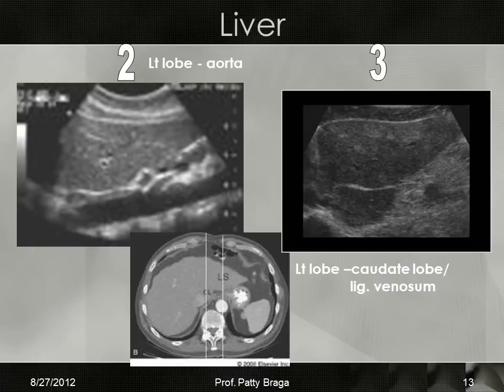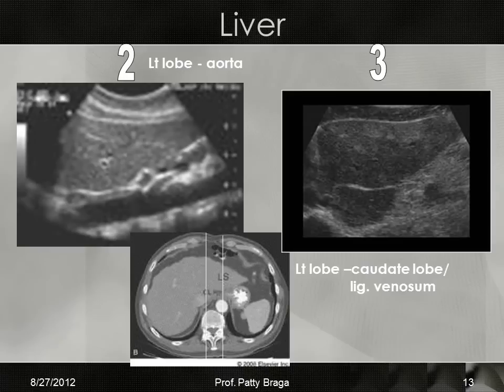Image 2 and 3 are showing you the aorta, and then on 3 the corresponding caudate lobe with the ligamentum venosum. If you look on the CAT scan image below, you'll notice that the line for the aorta is to the left of the midline. The midline would be right through the middle of the spine.